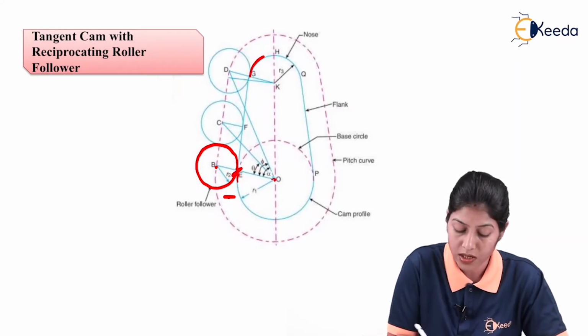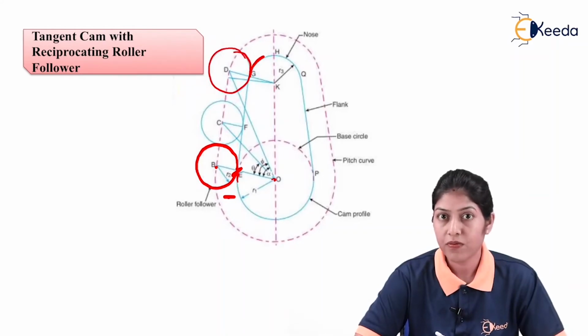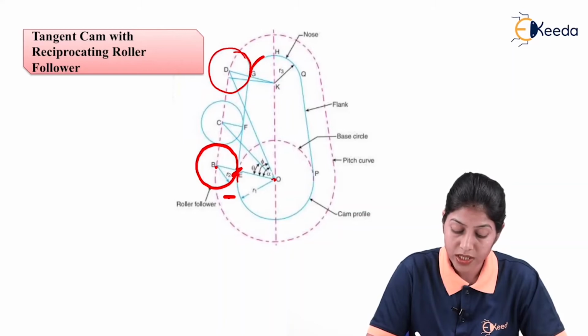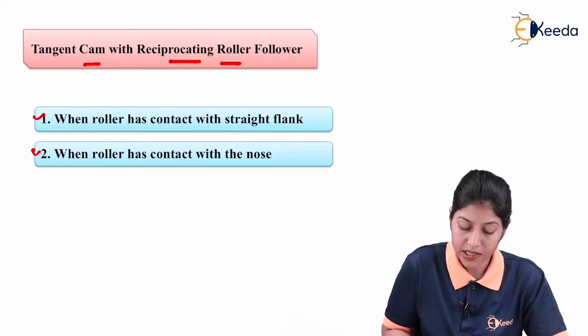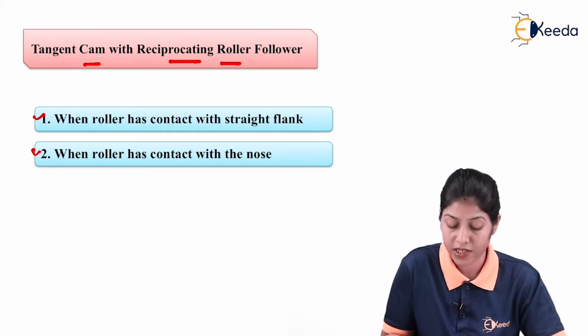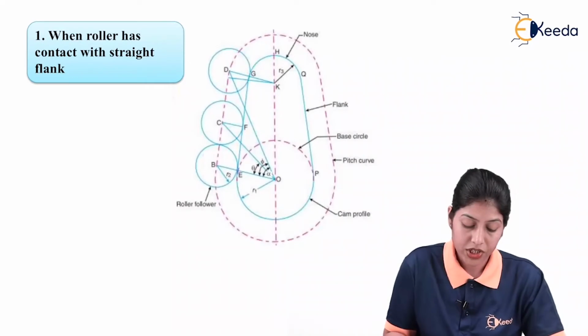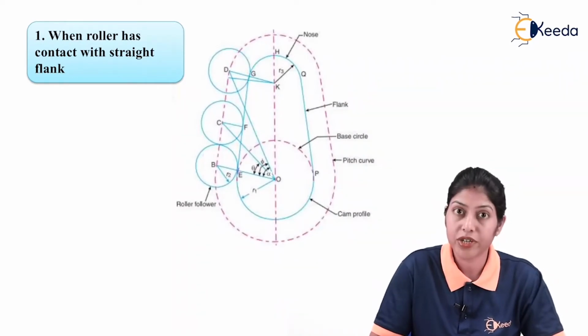Now second condition, when the roller follower is in contact with the nose, or nose curve, or nose circle. For this particular position, velocity, displacement and acceleration we will see in the second part, that is when the roller has contact with the nose. So one by one I will define the expressions for displacement, velocity and acceleration for both conditions. So let's see first condition, when the roller has contact with the straight flank.